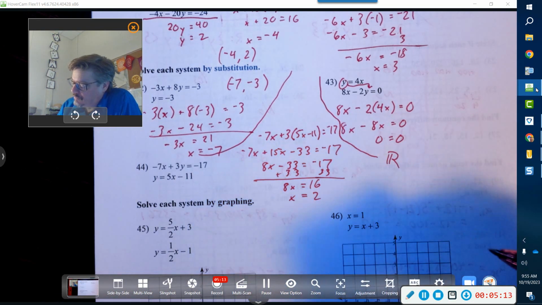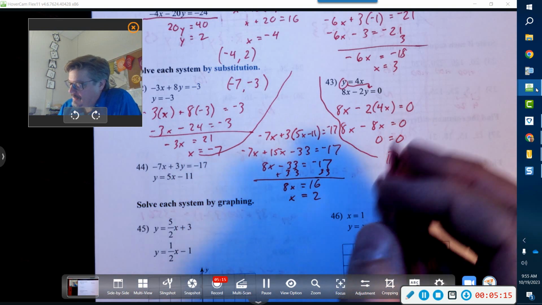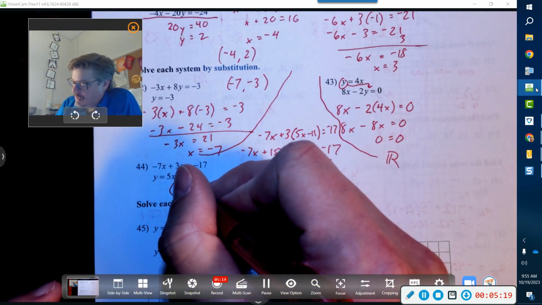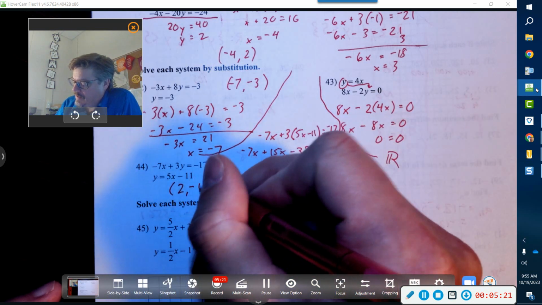X equals 2. Plug in a 2 for x, and I'm going to get a negative 1. So your final answer is x is 2 and y is negative 1.